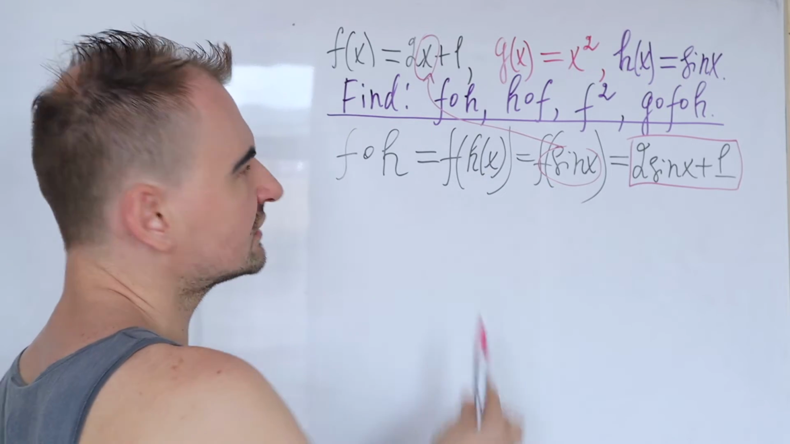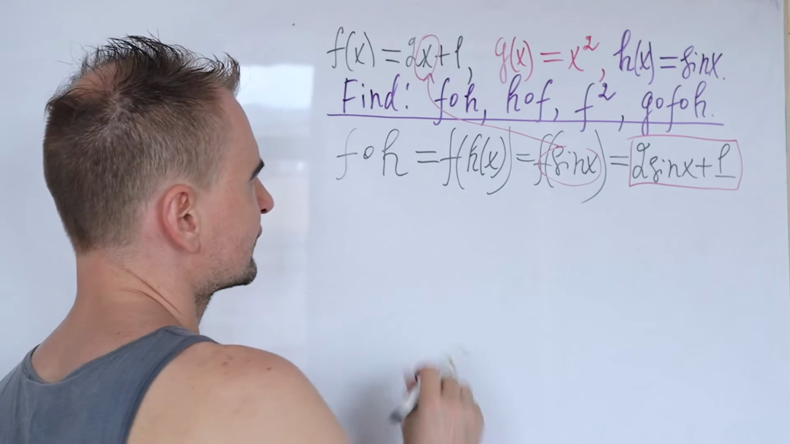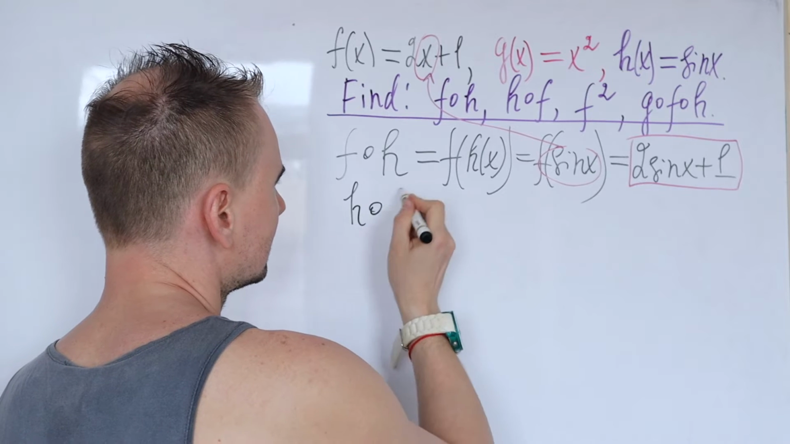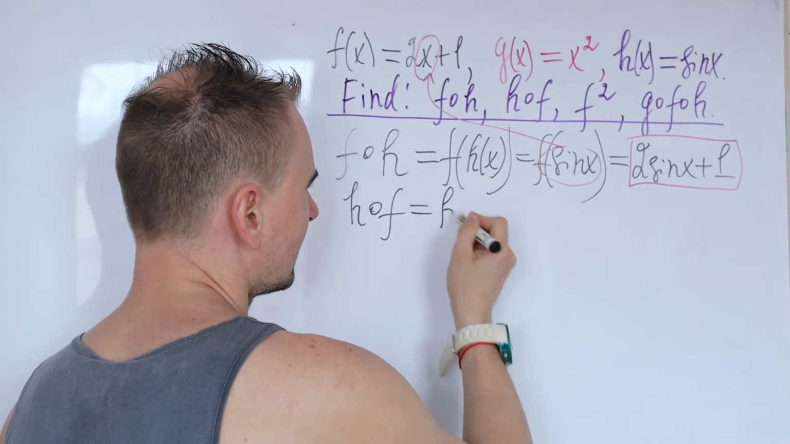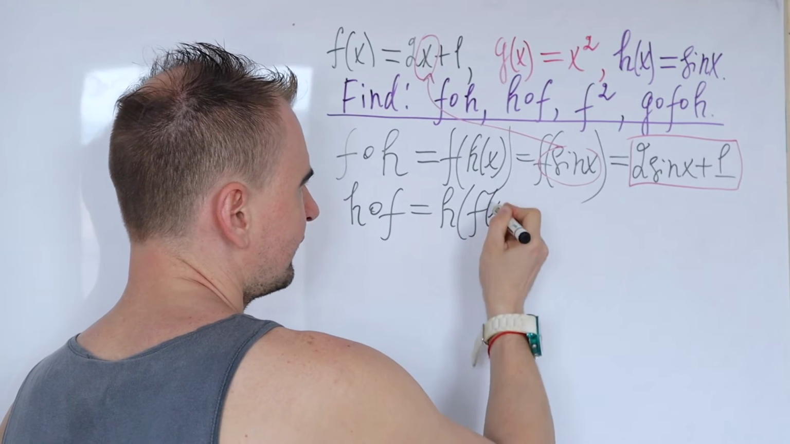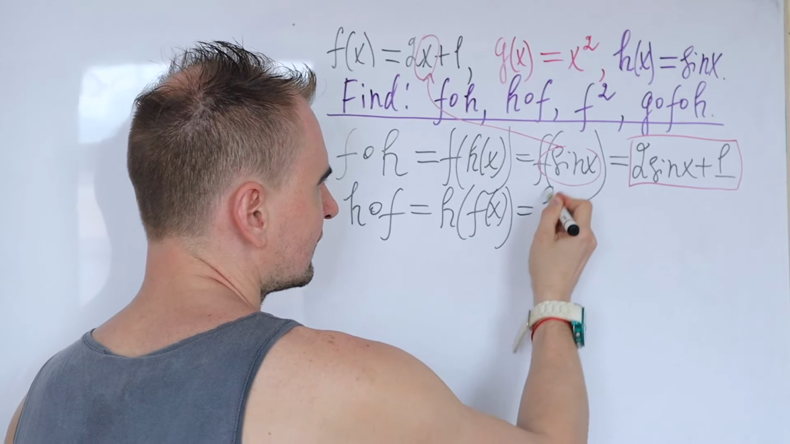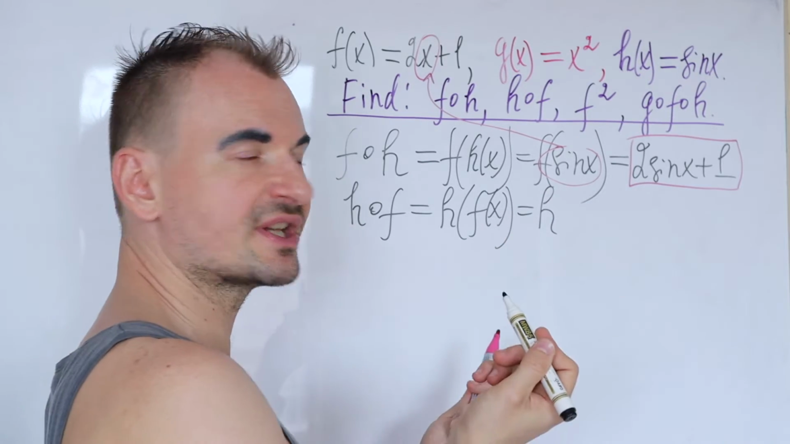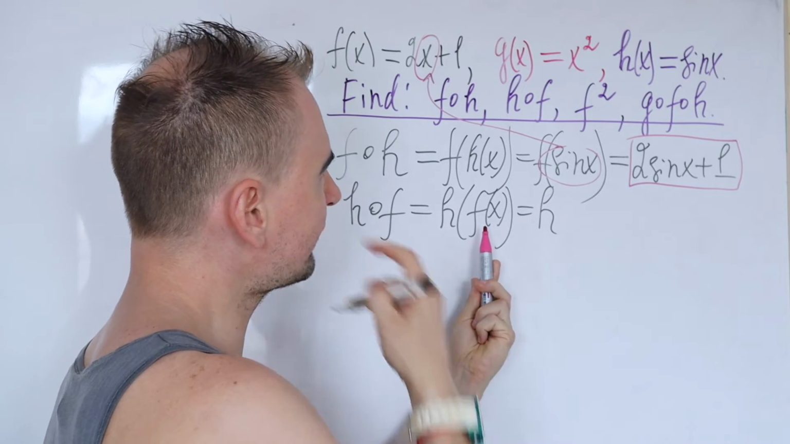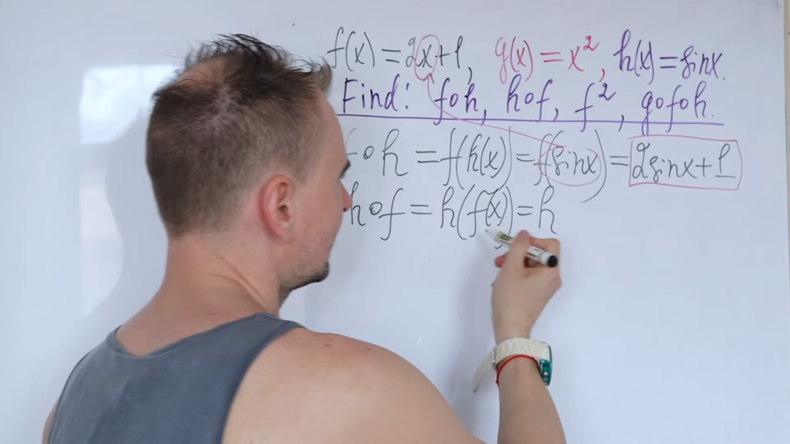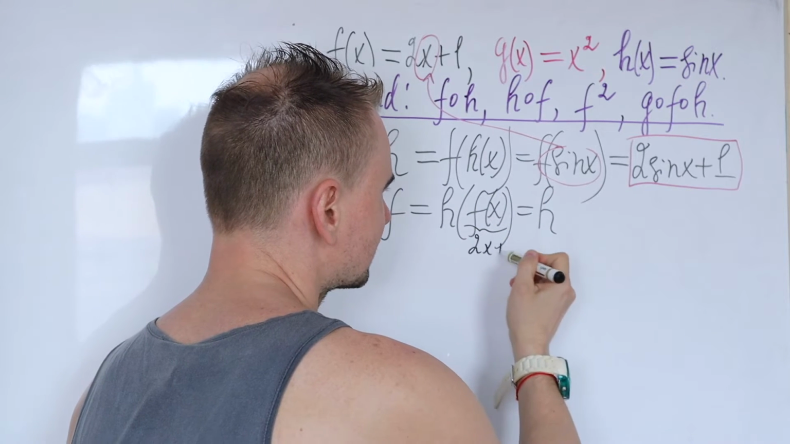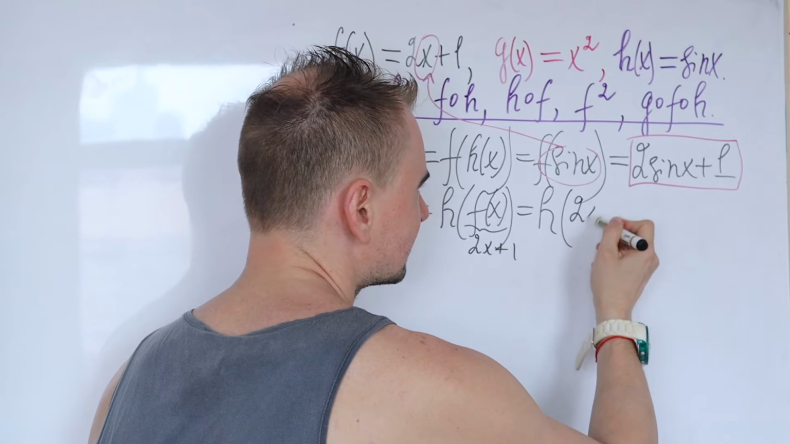Now let's do it in the reverse order. So h composition f. You apply f first, keep this h outside. Instead of f of x, I'm going to write the equation, which is 2x plus 1. So 2x plus 1.